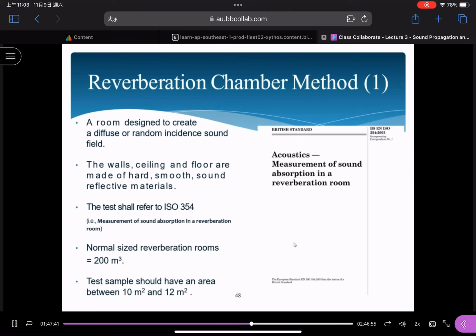Okay, reverberation chamber. Reverberation chamber methods. What is that? This is used to test the absorption coefficients of a material. How do we make use of this to test the absorption coefficients? This is a standard guideline. We do not go over the details about that. I just highlight the general information about that.